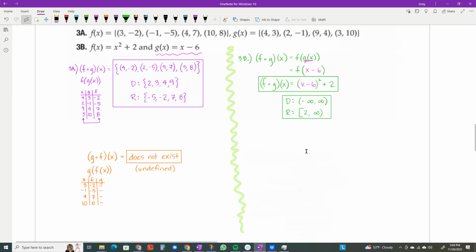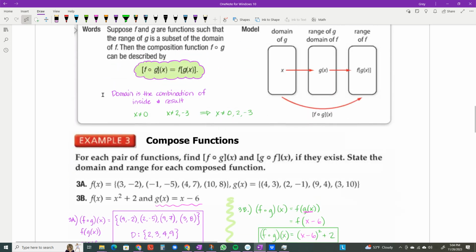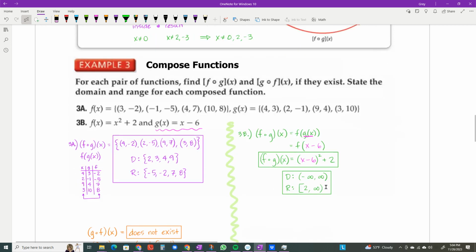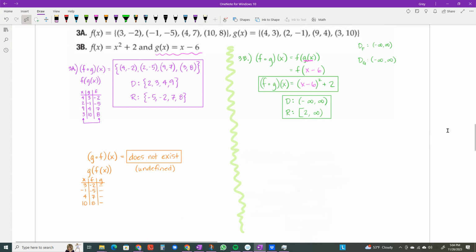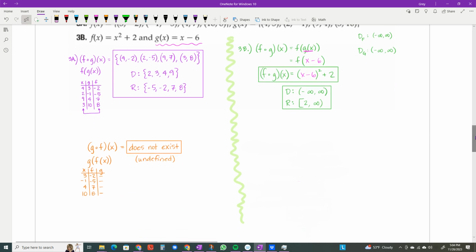Okay, but actually let's step back a second. Because remember, this domain is the combination of the inside and the result. So when you have equations like this, we do need to step over and ask, what's the domain of f? Well, that's a parabola. The only restrictions we've had, y'all, is if we have a radical. And that doesn't have a radical, and that doesn't have a radical. So the domain of both of these functions is all real numbers, negative infinity to positive infinity. So that was safe for that one. It's not a problem. All right, let's go look at it going the other way.